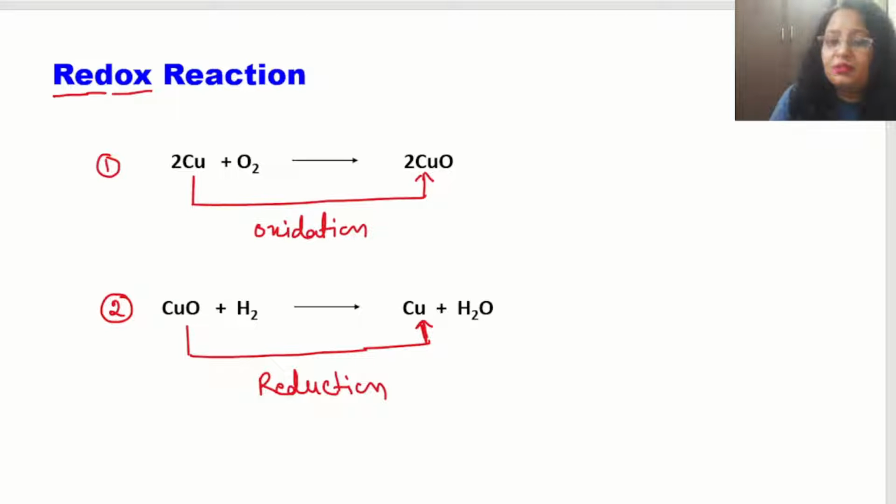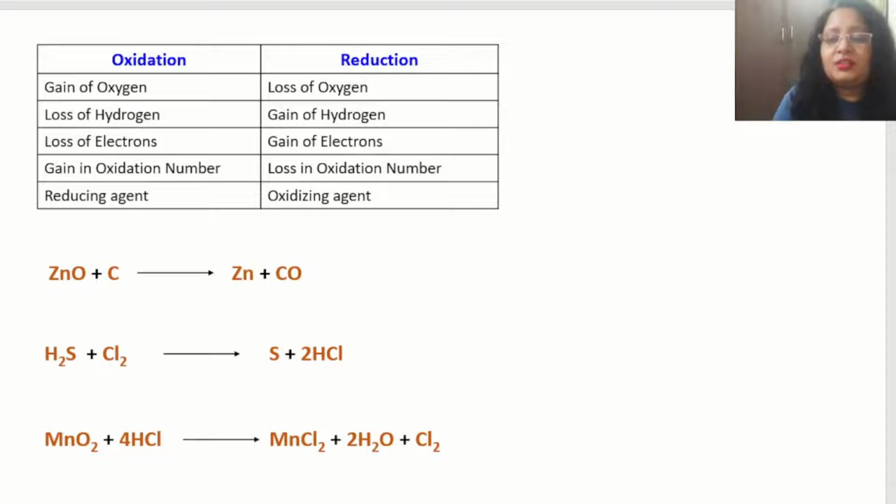So let's talk about all the possible definitions which one can give. For oxidation, if there is a gain of oxygen or loss of hydrogen or loss of electrons or gain in oxidation number, if any one of these is happening, we can say that reaction is oxidation reaction. In the same way, if there is a loss of oxygen, if there is a gain of hydrogen, if there is a gain of electrons, or if there is a loss in oxidation number, then one can say the reaction is reduction reaction. This much clear?